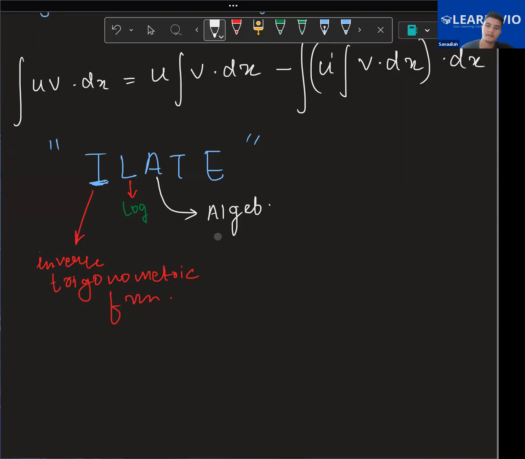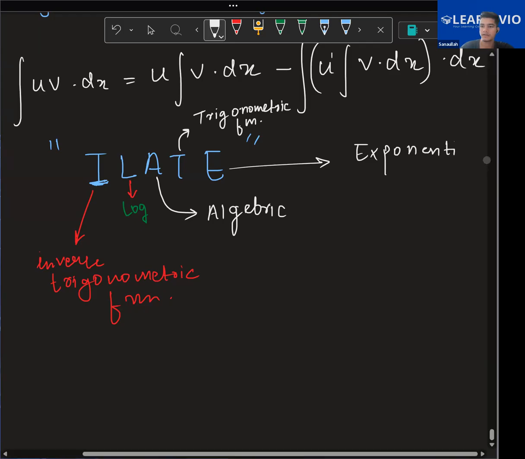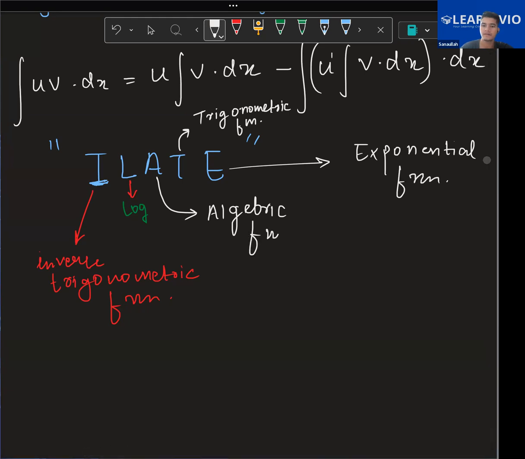Algebra. Algebraic function. And what this T stands for? Trigonometric. Trigo functions, trigonometric function. And this E stands for exponential function. So exponential function, this is algebraic function. So, and this is log function.